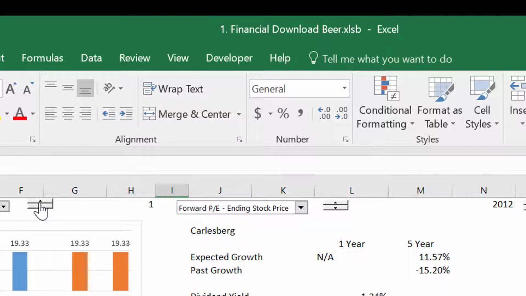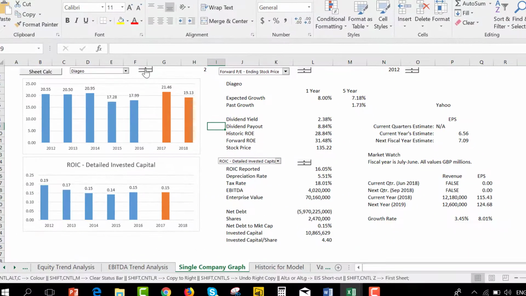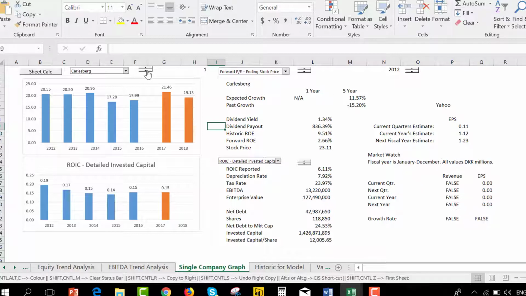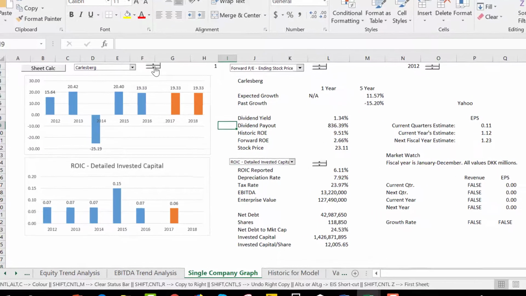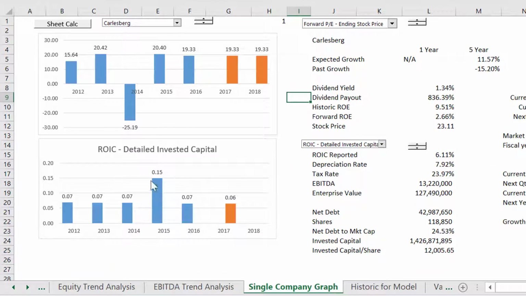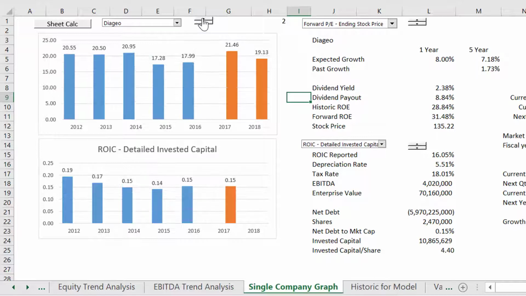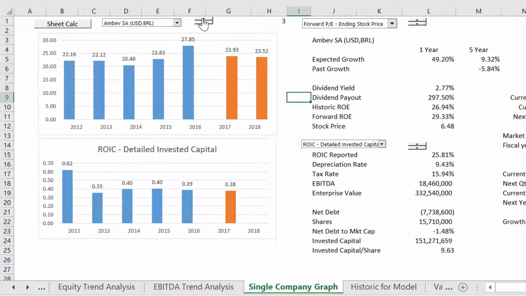Carlsberg has a 19 PE ratio and a low ROE. Diageo has a higher PE ratio and a higher return. That's all kind of making logical sense. But this return on invested capital is affected by a whole bunch of goodwill that's on the balance sheet. So we have to really look at the future NPV of the investments. It's so difficult to really get this stuff to be nice.